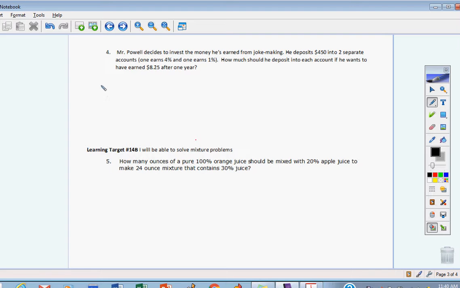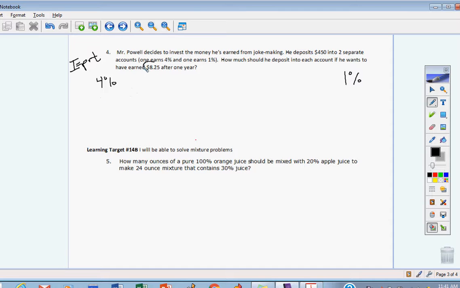We're going to start with number 4. The biggest thing about these double investment problems is that we need to think still that I is equal to PRT, but we just got to think of it in two different areas. So reading through this problem, we have ourselves 4%, and then I like to put it way over here, we have ourselves 1%.